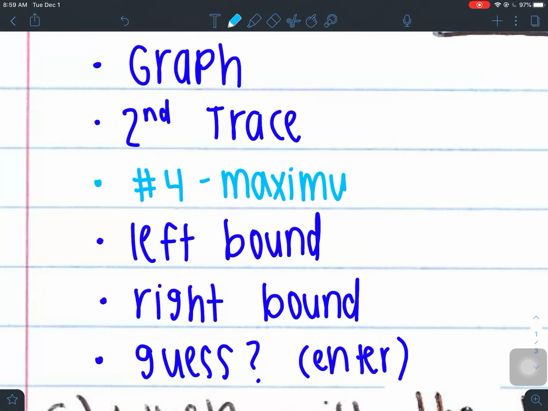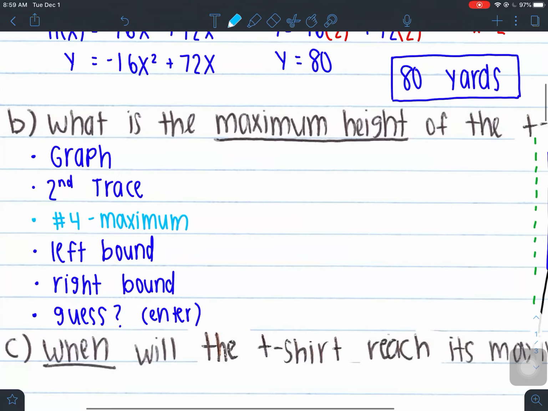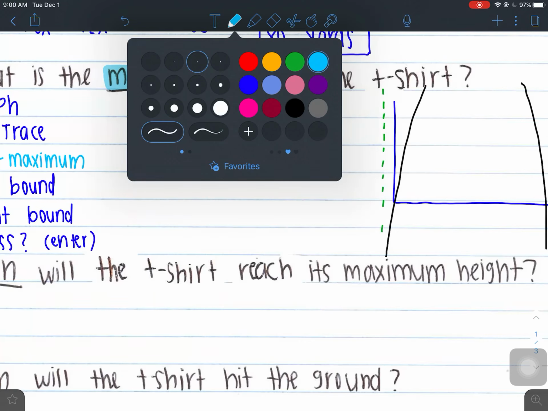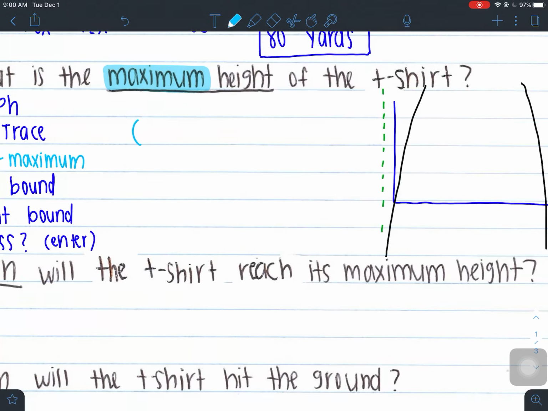And you're like, how do I know that? Well, the question says, what is the maximum height? So I know that I want to find the maximum here. So I'm trying to find the maximum. Okay, so I get the point in my calculator, and it gives me 2.25, comma 81. Sorry, 81.